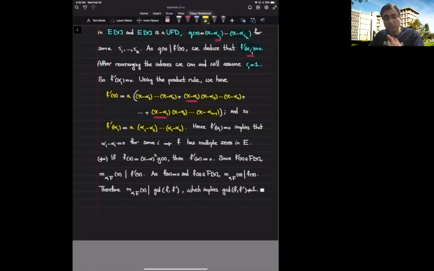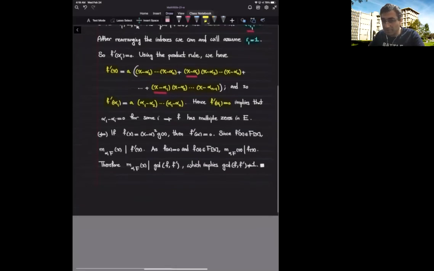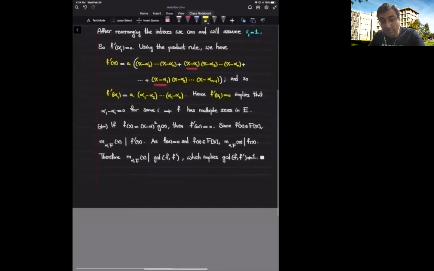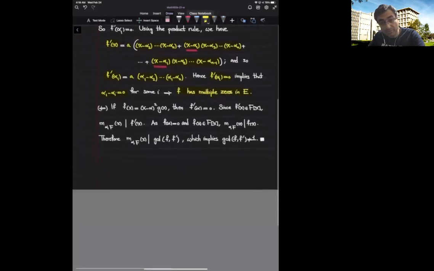Now, when I tell you f prime of alpha 1 is 0, I can deduce that one of these terms should be 0. So for some i, alpha 1 minus alpha i should be 0, which means f has multiple zeros in its splitting field, and that's exactly what we wanted to show.